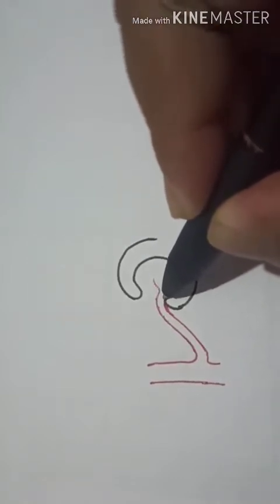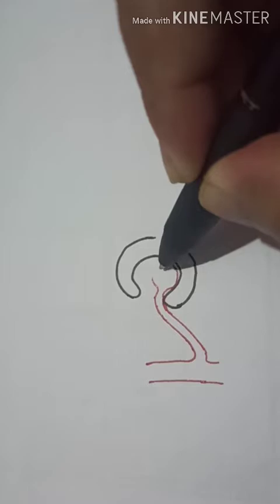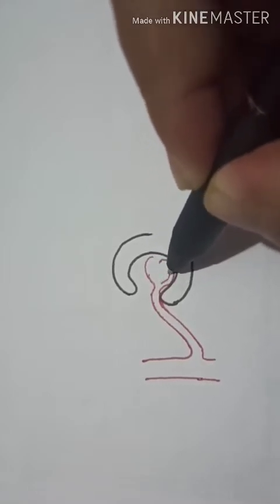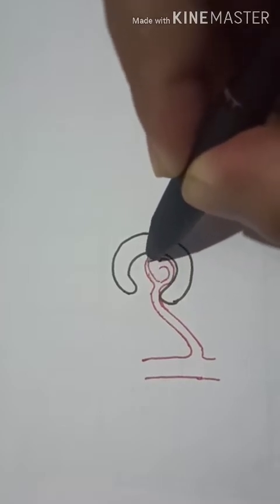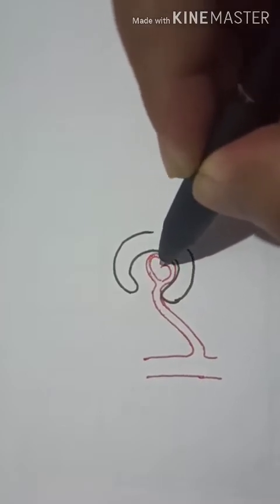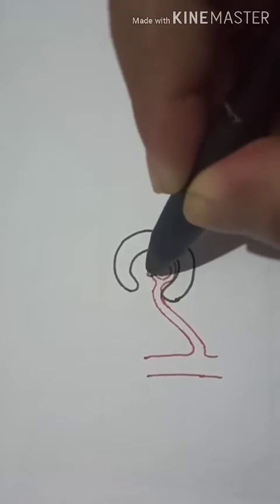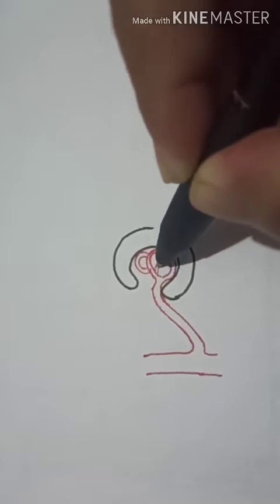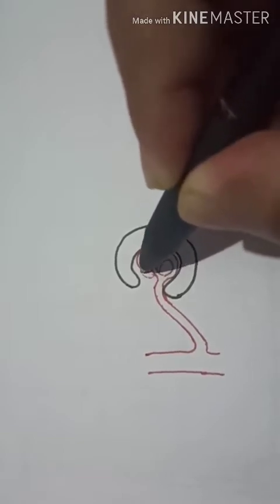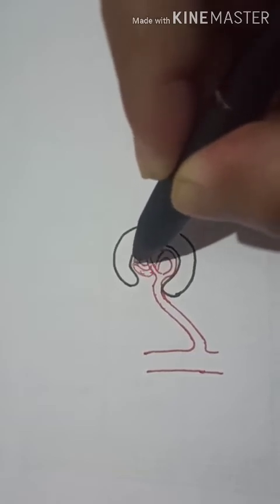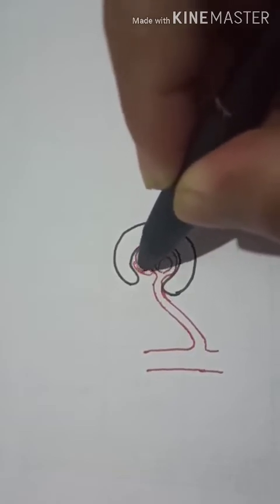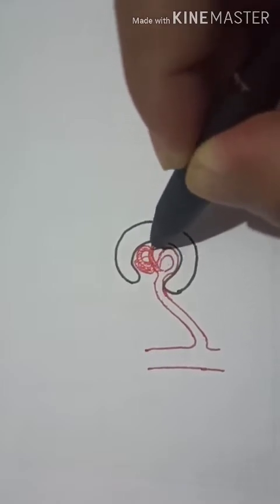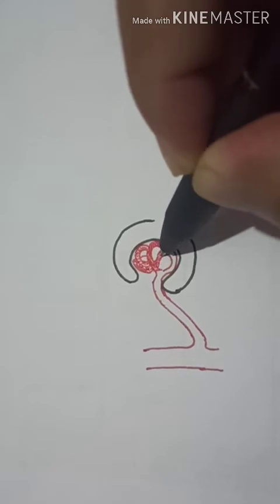Then it will branch into several dense capillaries, and all these capillaries are going to run through the entirety of the structure, coil up several times, and form a structure which is called the glomerulus. So this is how the glomerulus is going to be arranged.